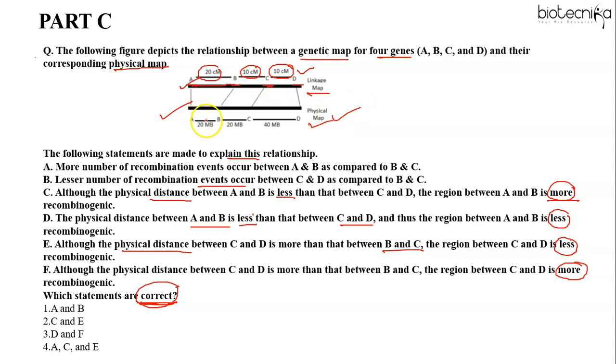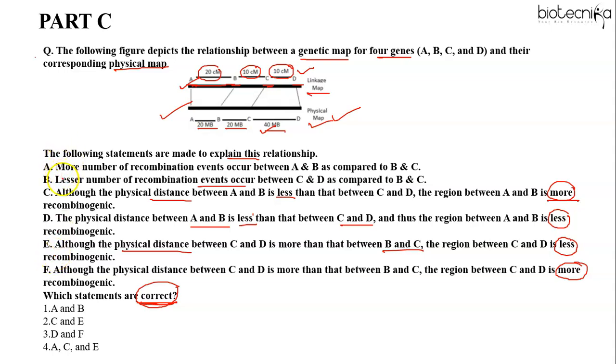Whereas if you see the physical map, the distance between A to B, B to C and C to D, you can see A to B is 20 MB and B to C is also 20 MB, but C to D is 40 MB. So the physical distance between A and B and C is less in comparison to C and D, right? So now we go through each statement one by one.